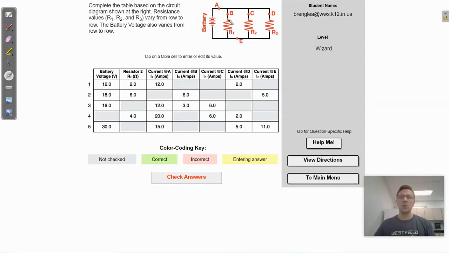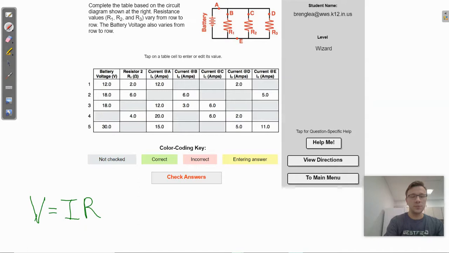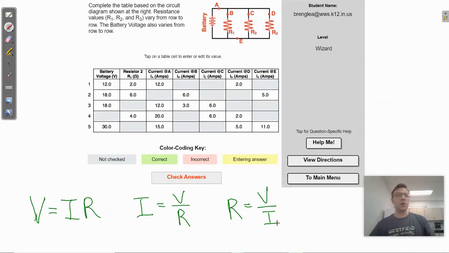So we'll just want to remember that A represents the current of B plus C plus D, and E represents the current of just C plus D. So that'll be key here. Let's go ahead and write out our equations down here at the bottom. Voltage is equal to current times resistance. Current is equal to voltage divided by resistance, and resistance is equal to voltage divided by current. So that'll just be for reference as we go through here and do our calculations.